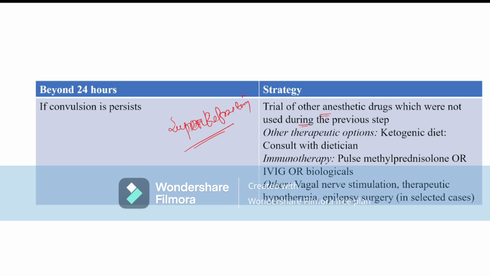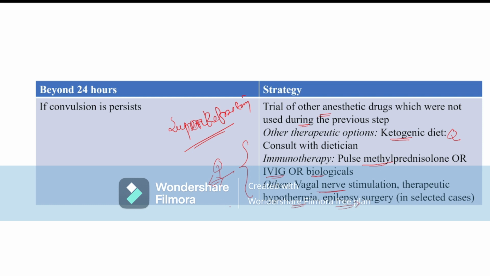Or we can start some different treatment like ketogenic diet, pulse methylprednisolone dose, or giving IVIG or biologicals to some patients, or we can start vagal nerve stimulation or therapeutic hypothermia in selected cases of epilepsy. These are all MCQs. In which cases we can start this type of treatment, I will discuss later on.